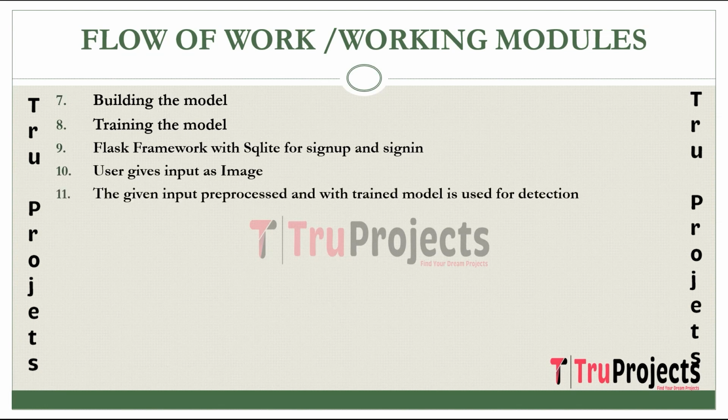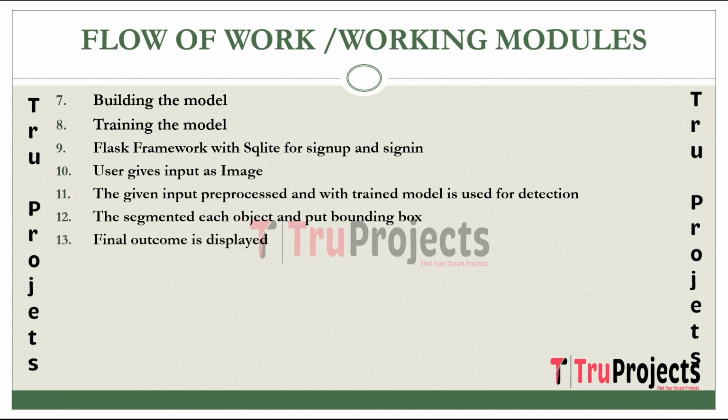The next step is pre-processing the input. Here, the input, which is an image, is pre-processed using the techniques developed earlier and the trained model is used for detection. Object segmentation and bounding boxes. The model's predictions are used to segment objects in the input and bounding boxes are drawn around the detected objects. Final outcome is displayed. The final result with the segmented objects and bounding boxes is displayed to the user through the web application. This provides a visual representation of the model's predictions on the given input.